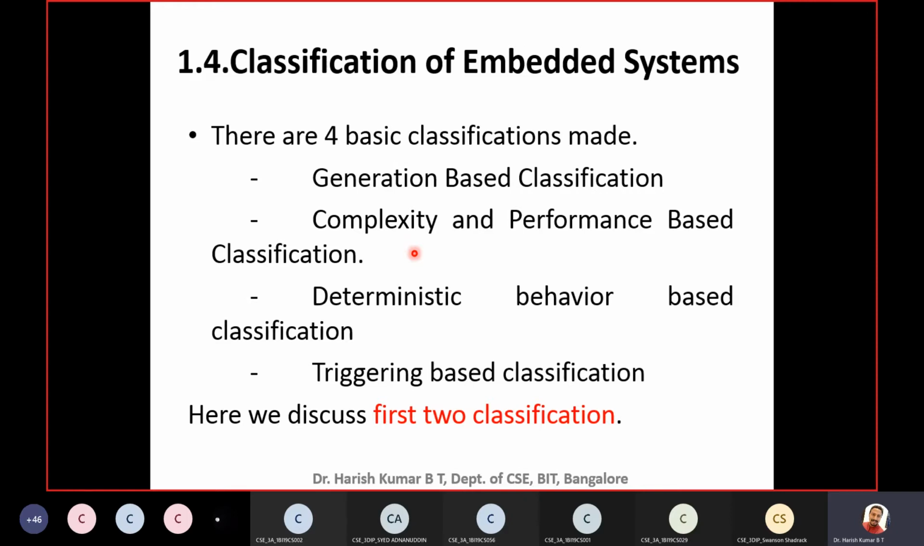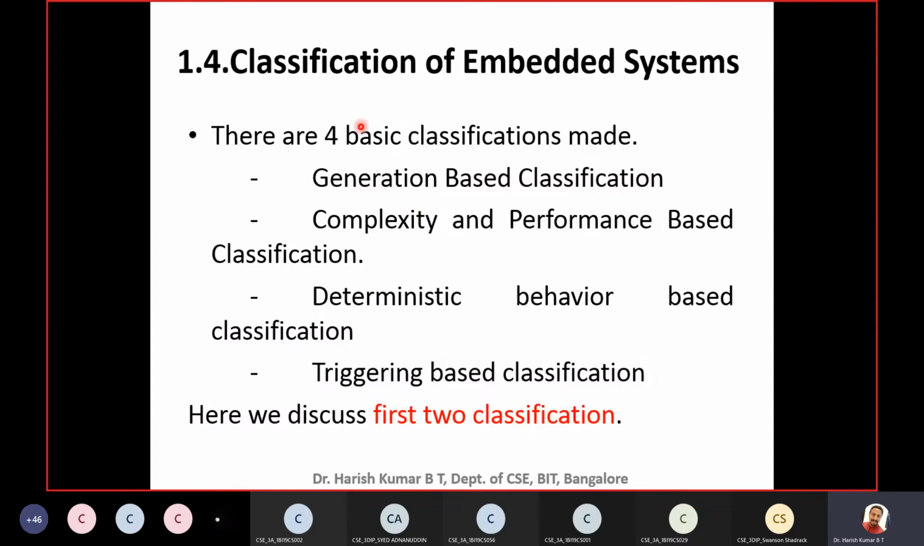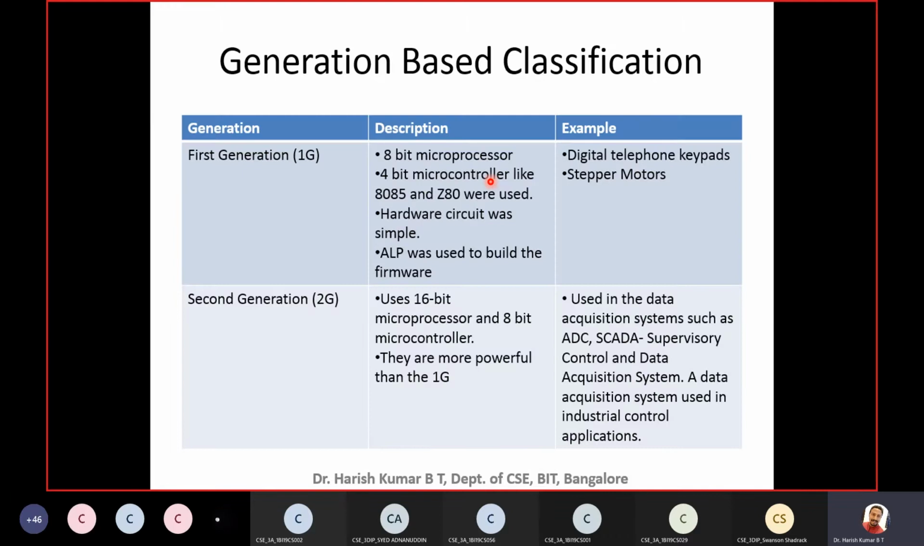Yes, sir. Okay. Now, first we'll focus on the first type of classification, the generation-based classification. We discuss this generation-based classification with respect to three things: first, the generation itself; next, a very short description of the generation; and an example.